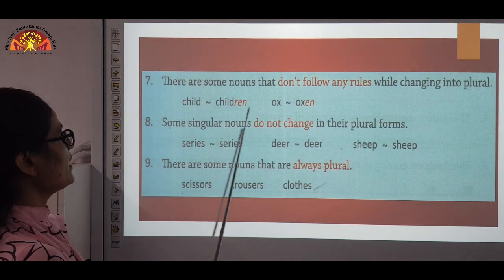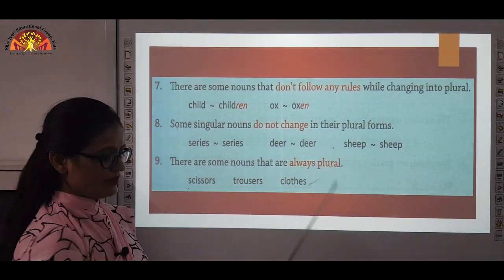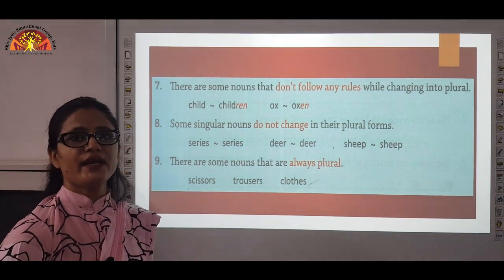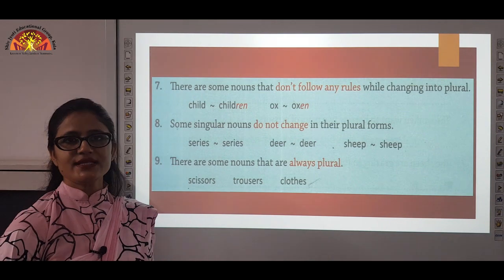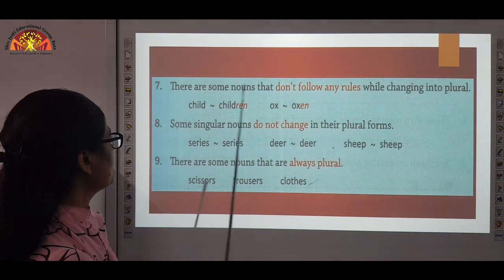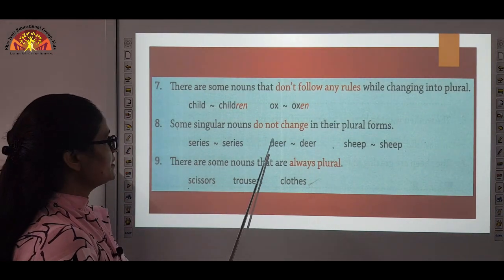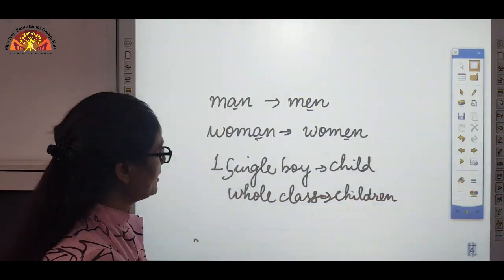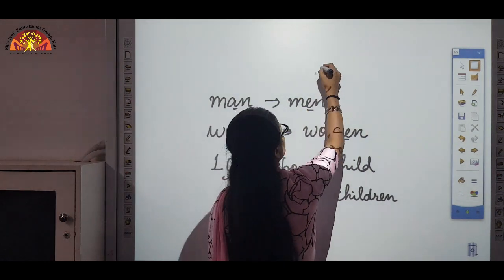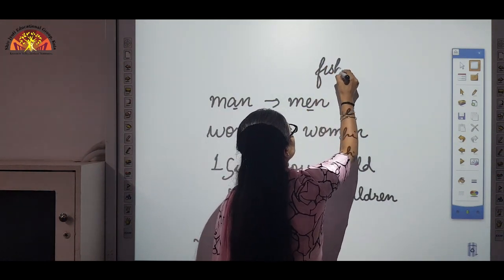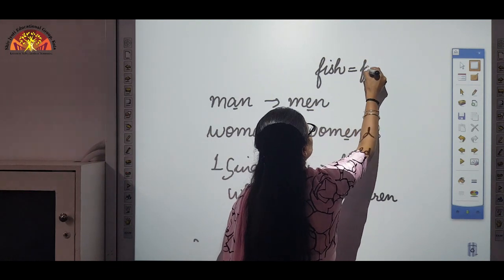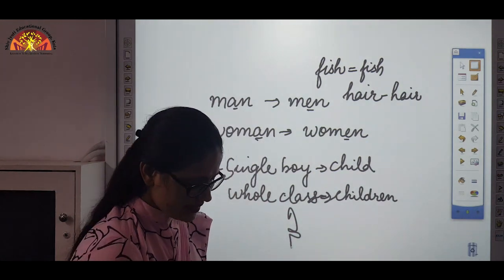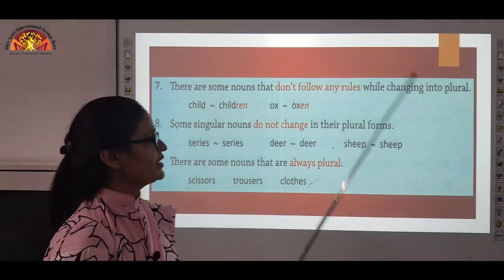Now some singular nouns do not change in their plural form, मतलब कि कुछ words ऐसे होते हैं जिनको हमें अगर plural form में change करना है तो हमें उसमें कुछ भी addition या changes नहीं करने होते हैं. For example, series will be series only, deer will be deer only, sheep will be sheep only, and for example, I can say fish will be fish only, right? Fish will be fish only. We cannot say fishes. Right students? So like this, these are the words which we cannot change.